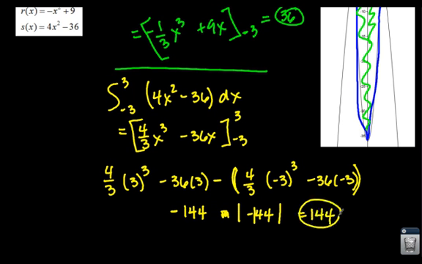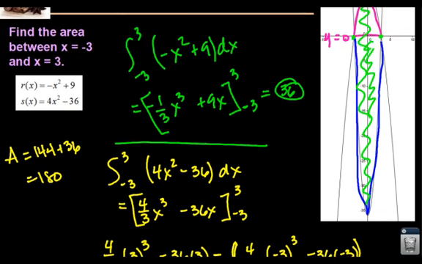So we're going to add our two areas together. So the area of this is 144 plus 36, which means the area of this green part, the area within the curve, is 180 units squared. All right, so that is how you do those problems.